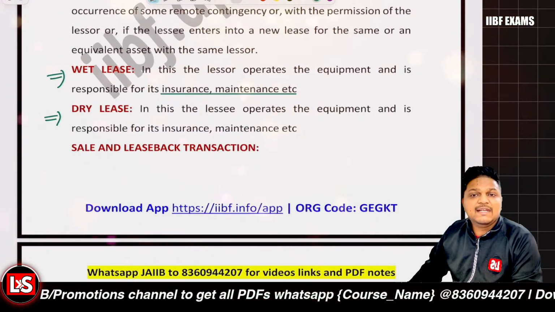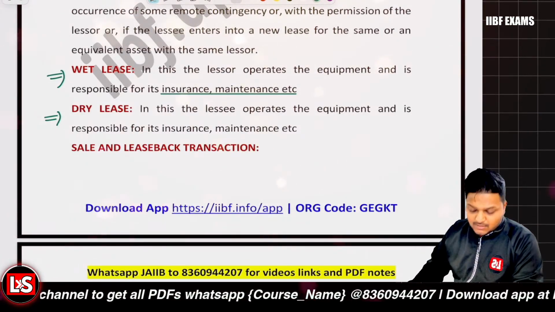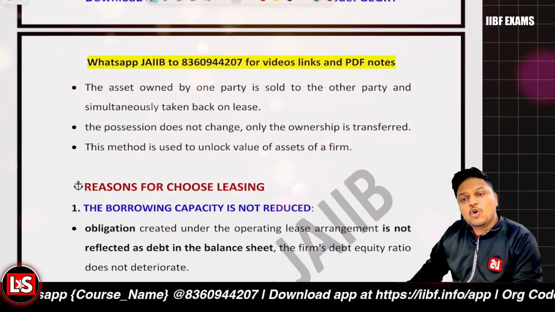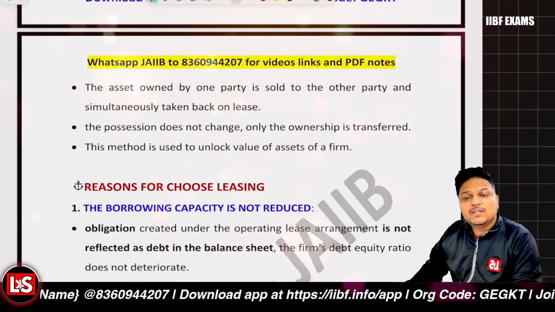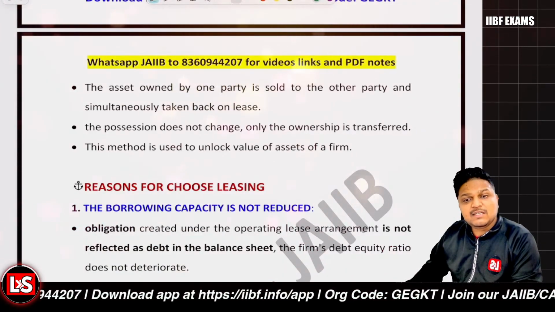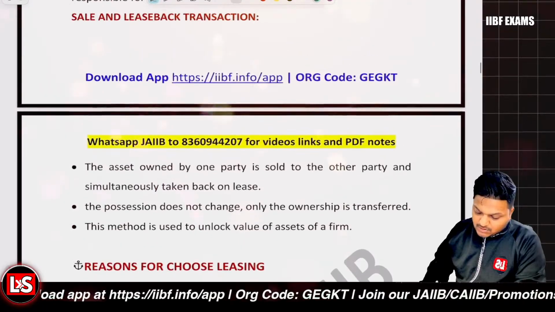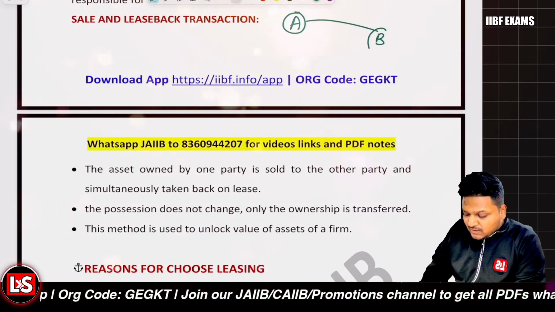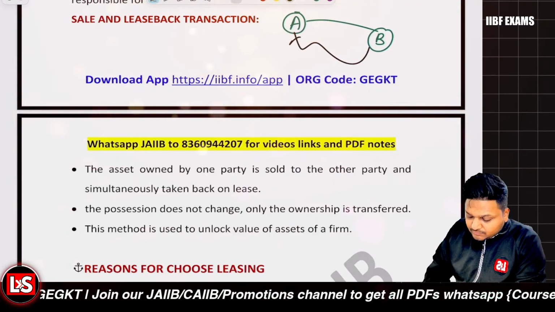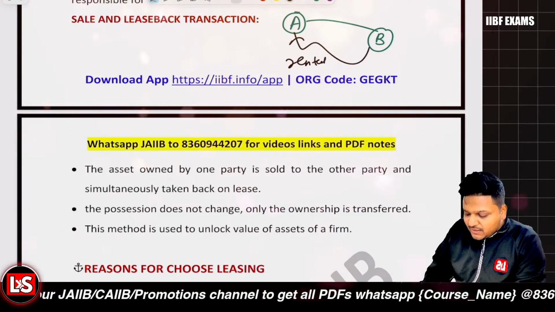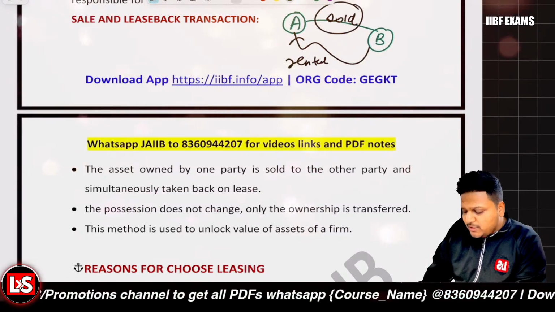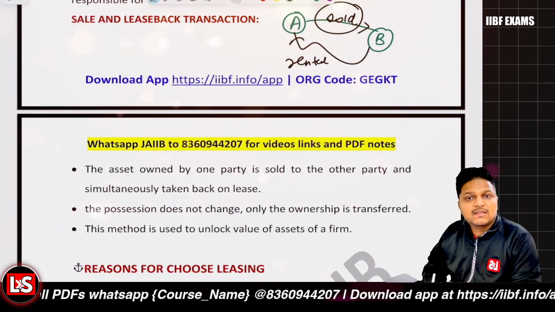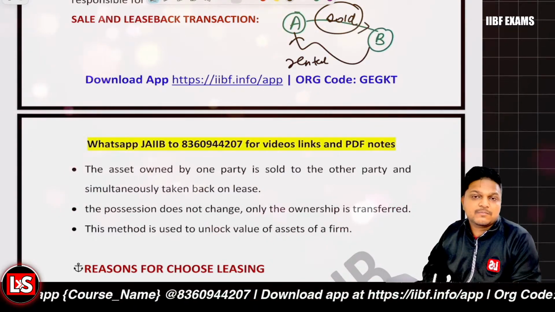And further, what is a sale and leaseback transaction? If an asset is owned by one party and is sold to another party and simultaneously taken back on lease. So A had the ownership of the asset. A sold this asset to B and took it on rental. First, he was the owner, he sold it to B and took it on rental from B. That's basically a sale and leaseback transaction.